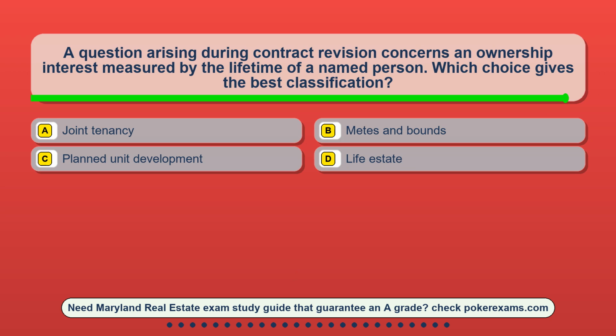Question 24. A question arising during contract revision concerns an ownership interest measured by the lifetime of a named person. Which choice gives the best classification? Option A, joint tenancy. Option B, metes and bounds. Option C, planned unit development. Option D, life estate.